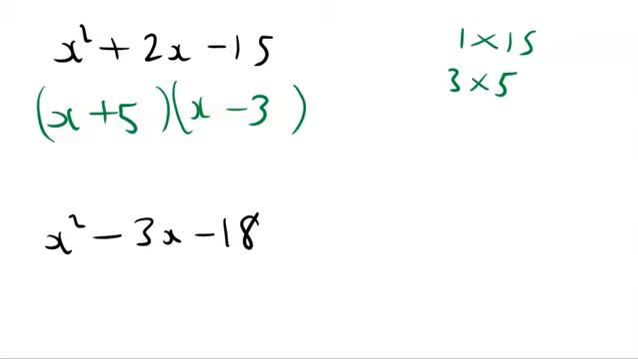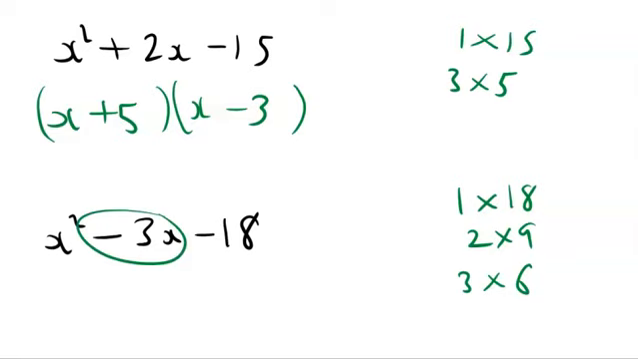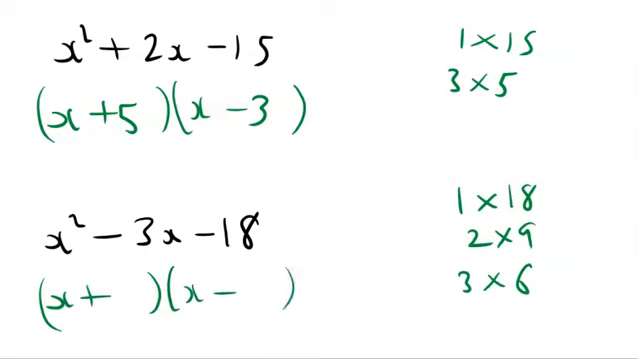Down here, we have 18. So 1 times 18, 2 times 9, 3 times 6. The difference has to be 3. So that means use the last one. So we have x plus something, x minus something. Is it 3, 6 or 6, 3? With a minus sign here means the bigger one must be minus. So it's going to be that. And again, quick check by expansion. It works.